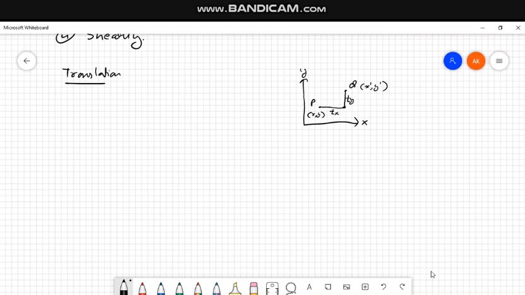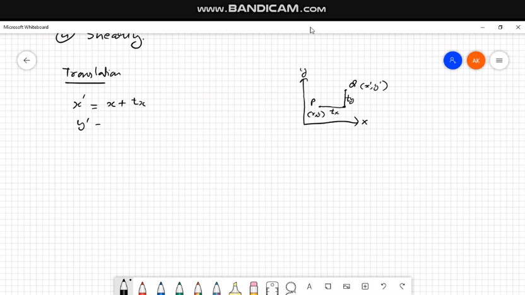Now, the coordinate x dash is x plus px and coordinate y dash can be written as y plus py. This is obviously visible. Okay. Now this thing can be represented in column representation as well as row representation. There are two representations. Okay.